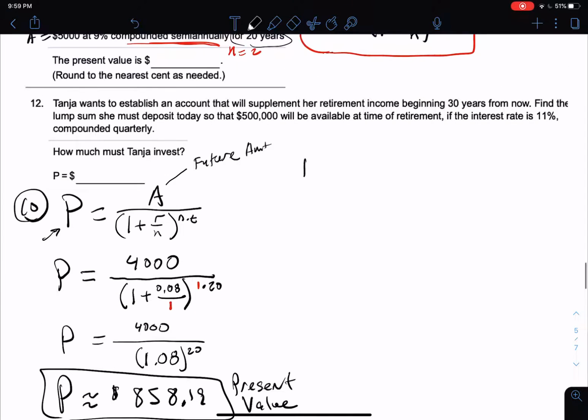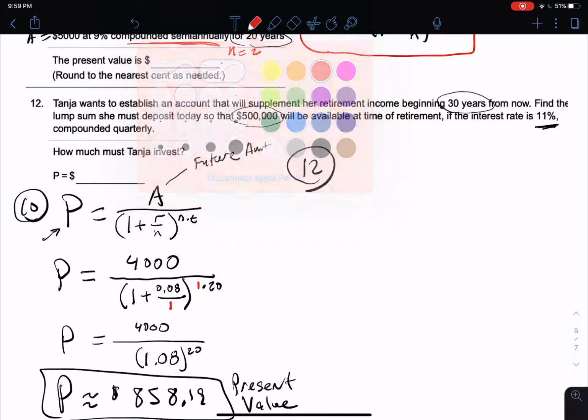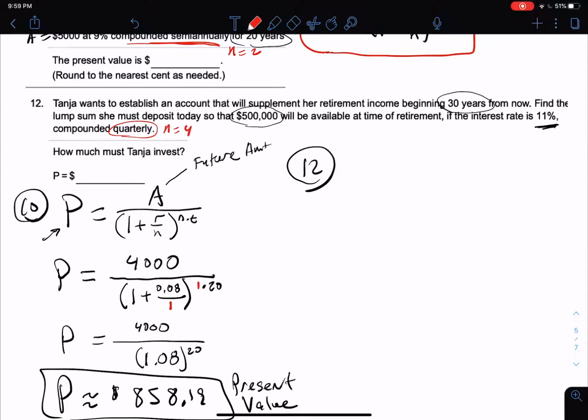Okay, number 12. What's our final thing here? Tinja wants to establish an account that will supplement her retirement income beginning 30 years from now. So 30 years is our time horizon. Find the lump sum that she must deposit today so that $500,000 will be available at the time of retirement, if the interest rate is 11%, woof, I'd love to get that, compounded quarterly. Compounded quarterly would be n equals 4 there.